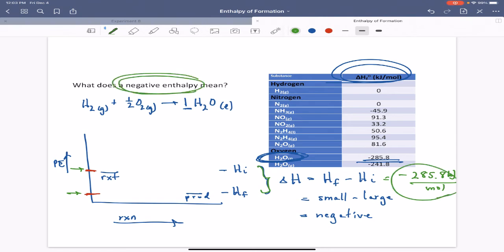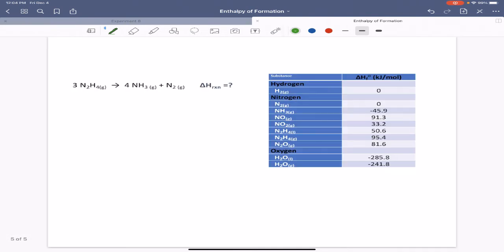So a negative enthalpy means that when we went from reactants to products, potential energy was lowered. If total energy equals potential energy plus kinetic energy, and potential energy goes down while total energy stays the same, kinetic energy went up. What does that mean? It means the temperature went up. In an exothermic process, heat is released. How do we use these? Well, we can take these enthalpies of formation and come up with an enthalpy for a reaction.